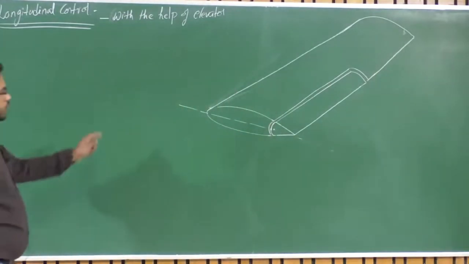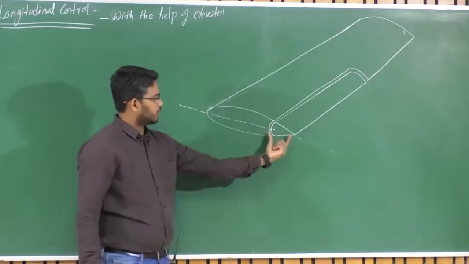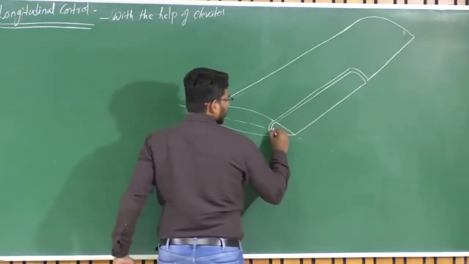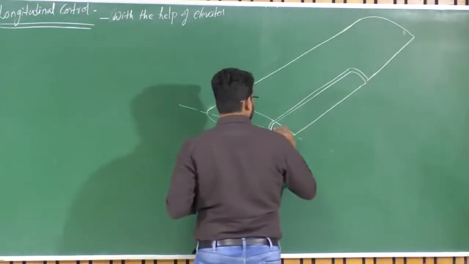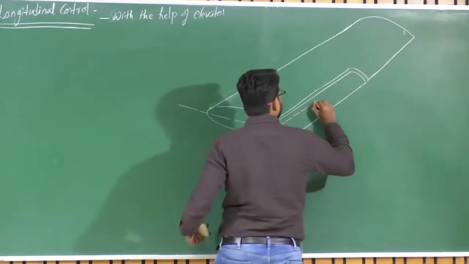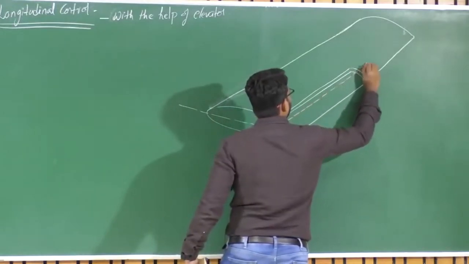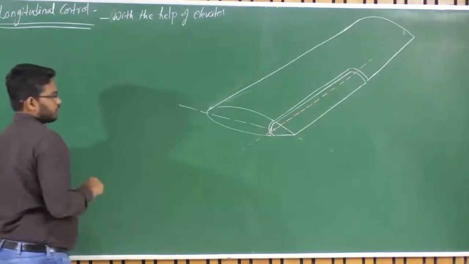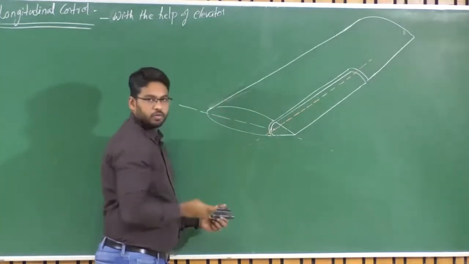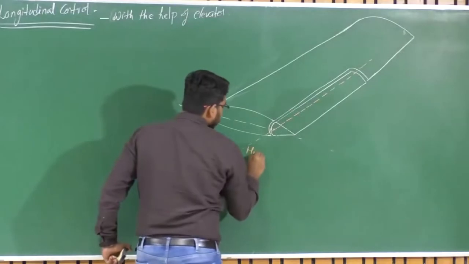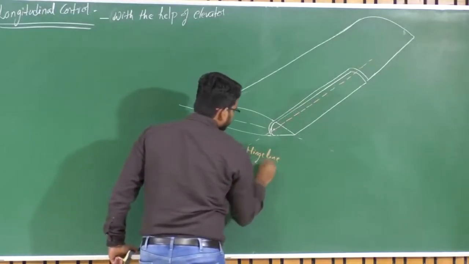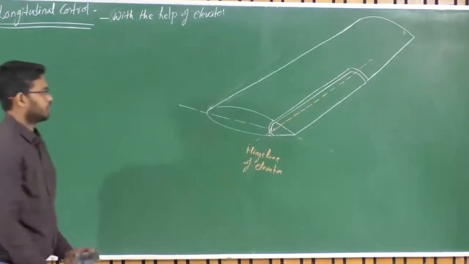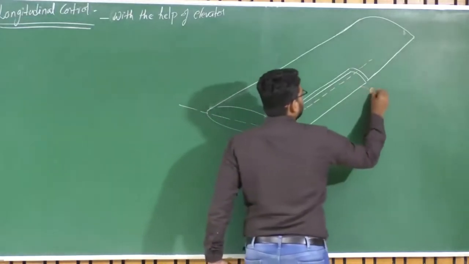So this is my horizontal tail, and this particular portion, which is a part of this horizontal tail, is called the elevator, right? And there is an axis about which this elevator can rotate. So let us say I hinge my elevator about this particular axis, which is coming out of this board, so this elevator can rotate up and down about this axis. This is known as the hinge line of the control surface. In this case, it is the hinge line of the elevator control surface. So this particular portion is the elevator.